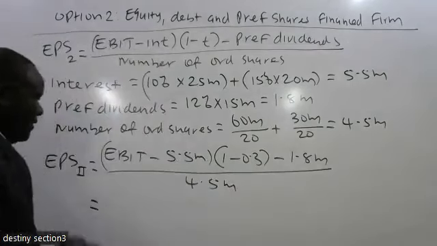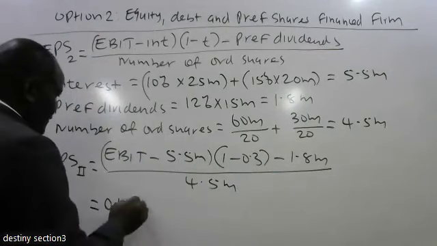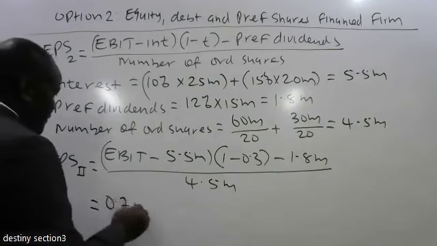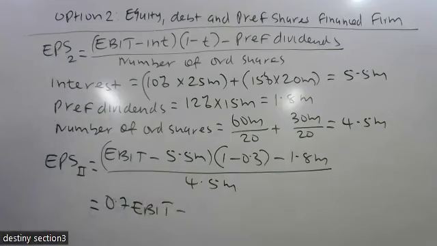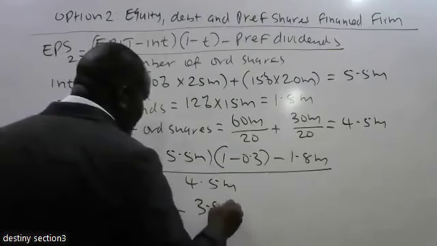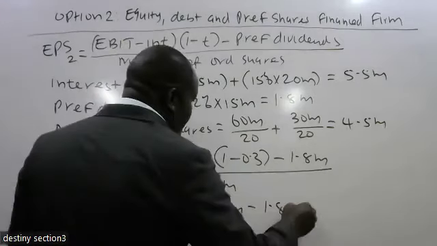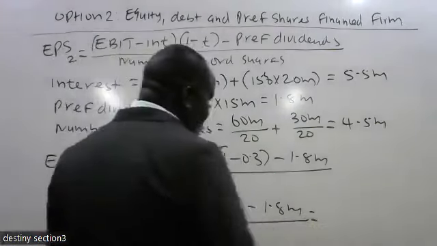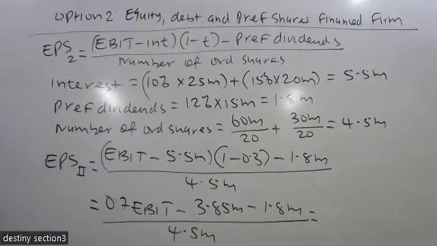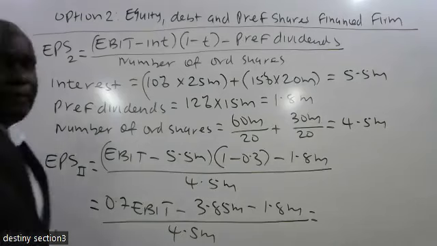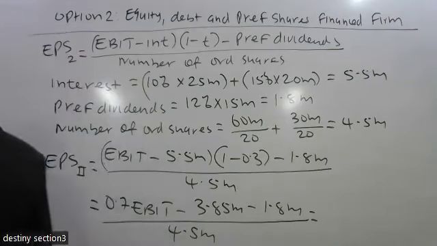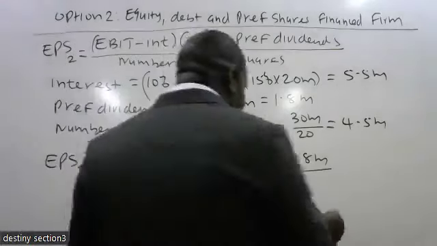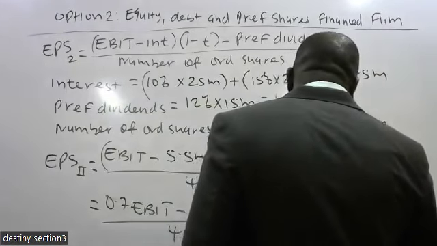So when you open the brackets, it will be 0.7 earnings before interest and tax. So 5.5 multiplied by 0.7. So it will be 0.7 earnings before interest and tax minus what?